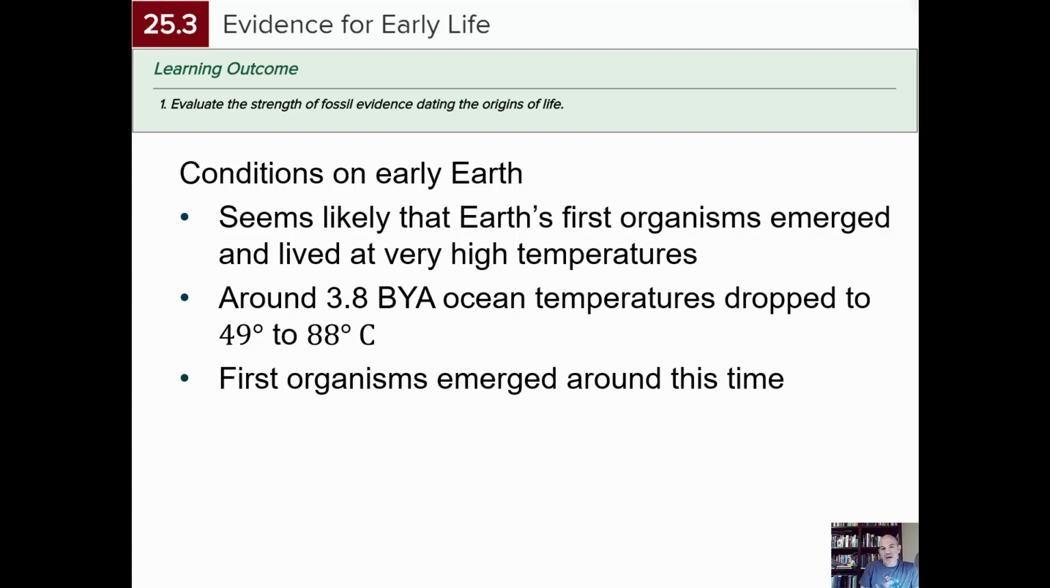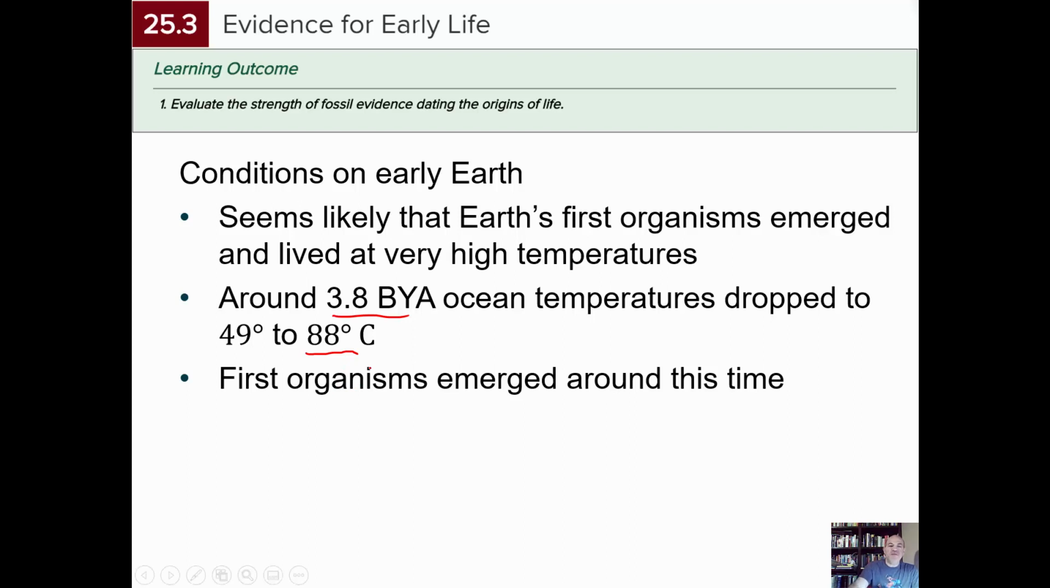So when we look at early Earth conditions, it seems likely that life on Earth evolved at relatively high temperatures. Your body temperature is roughly around 36 degrees Celsius, but the oceans 3.8 billion years ago were probably between 49 and 88 degrees Celsius. So that's quite a bit warmer. Remember, water boils at 100 degrees Celsius. So this would be scalding hot for us.